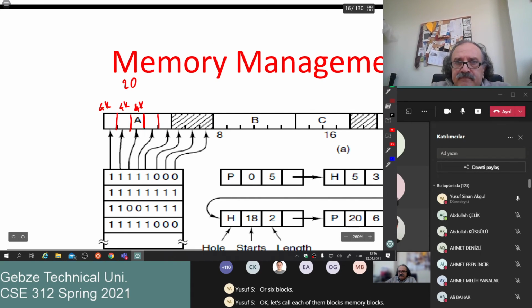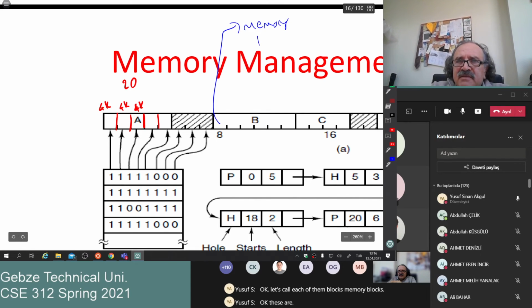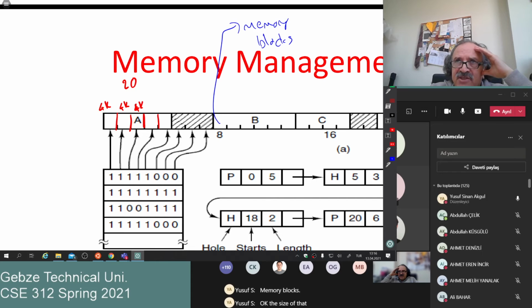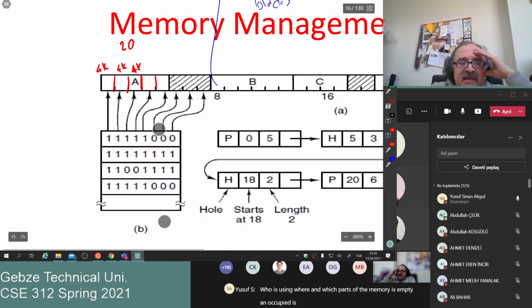The size of the memory block is a system decision, and there is of course a trade-off between large blocks and small blocks. The first approach to keep track of who is using where, and which parts of the memory are empty and occupied, is using a bitmap table like this.